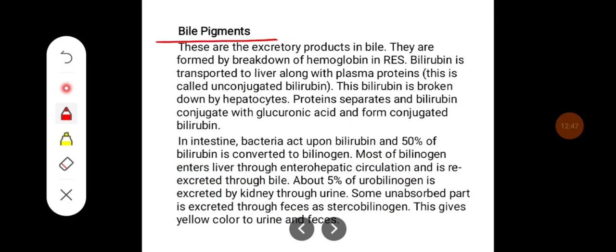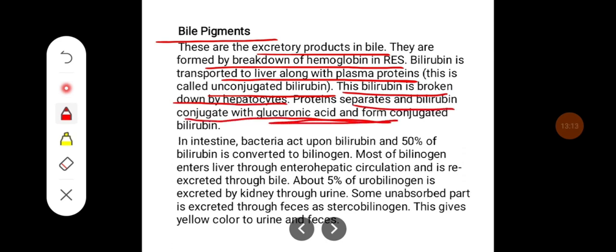Bile pigments. These are the excretory products in bile, and they are formed by breakdown of hemoglobin in the reticuloendothelial system. Bilirubin is transported to the liver along with plasma proteins, and this is called unconjugated bilirubin, which is bound with albumin. This bilirubin is taken up by hepatocytes. Proteins separate and bilirubin is conjugated with glucuronic acid to form conjugated bilirubin.